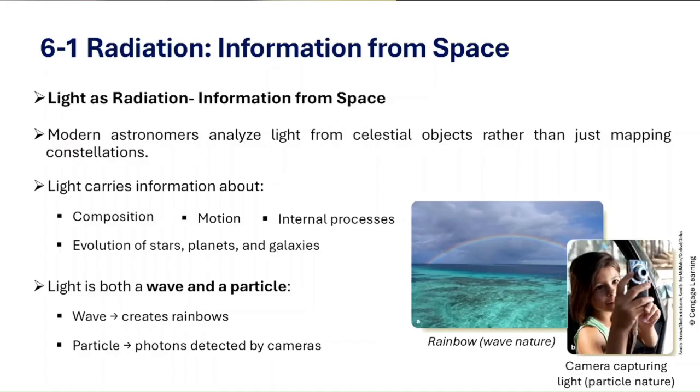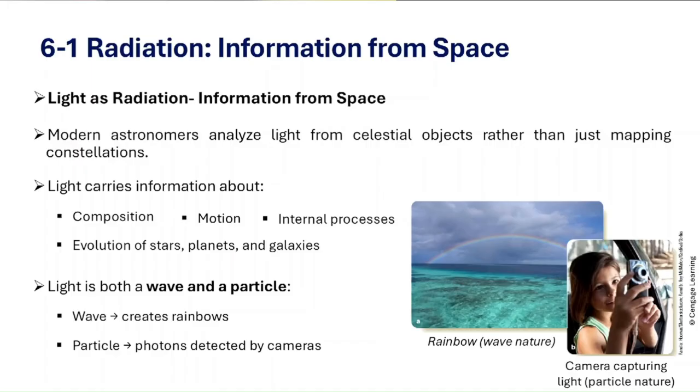So let's look at these two images. Notice the colors smoothly spread out in the rainbow. So this is a wave phenomenon, and each color corresponds to a slightly different wavelength, which we will discuss in a moment. Now in this camera capturing light, photons are absorbed by a detector, showing the particle nature of light. So modern instruments measure photons individually to collect data about distant objects.